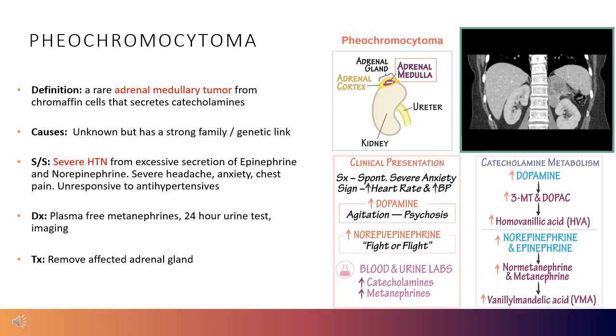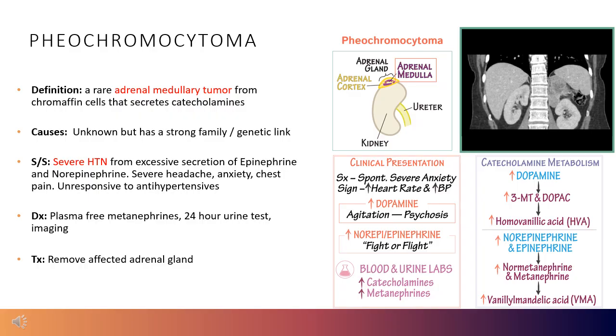For diagnosis, we do it with a plasma-free metanephrine or a 24-hour urine test, which is followed by imaging to locate the tumor. So your definitive treatment with this one is we just have to get rid of that adrenal gland. But it's really critical what we're doing in the meantime.